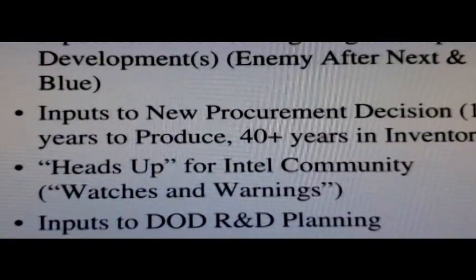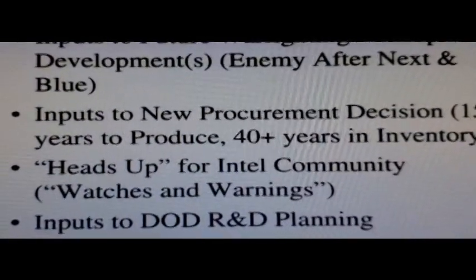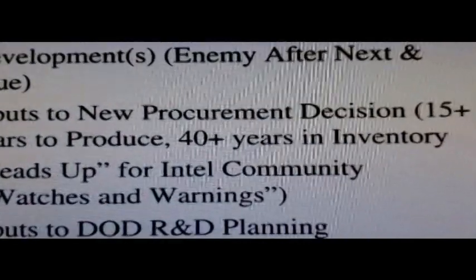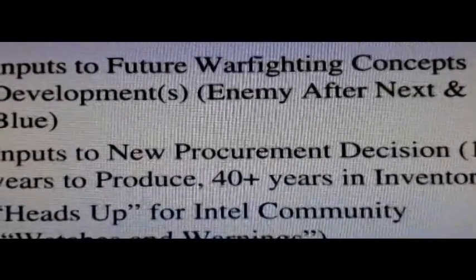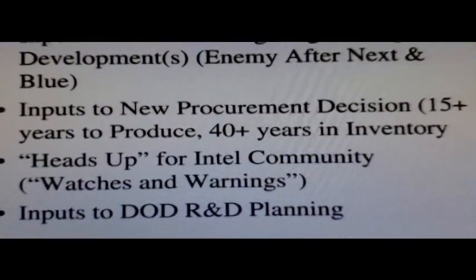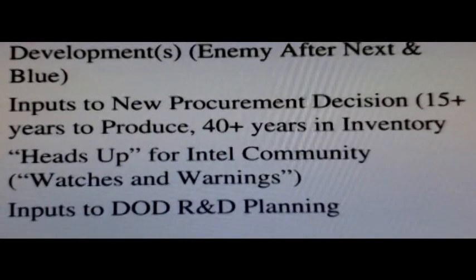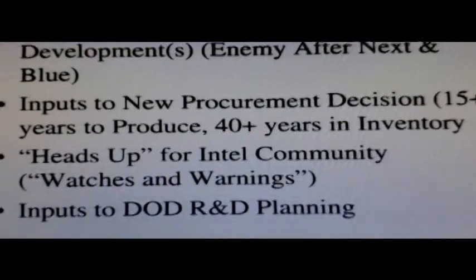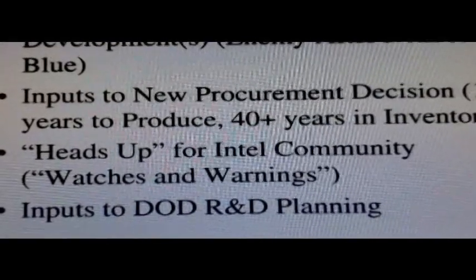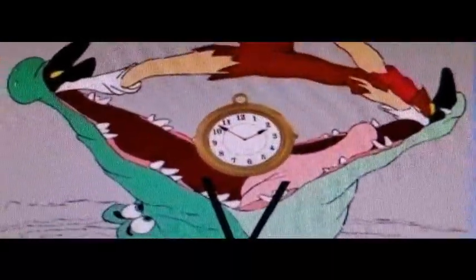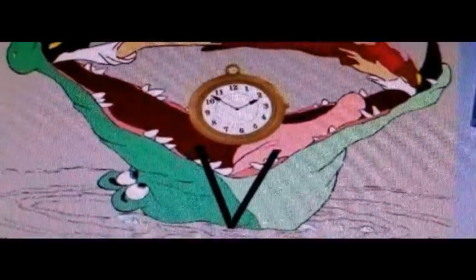We're almost finished, you guys. I'm just going to go over this one page and I'll save the next pages for later. So when they talk about enemy after next in blue, inputs to new procurement decision, 15 years to produce, 40 years in inventory. Heads up for Intel community, watches and warnings. Like those kind of watches or clocks, like tick-tock.